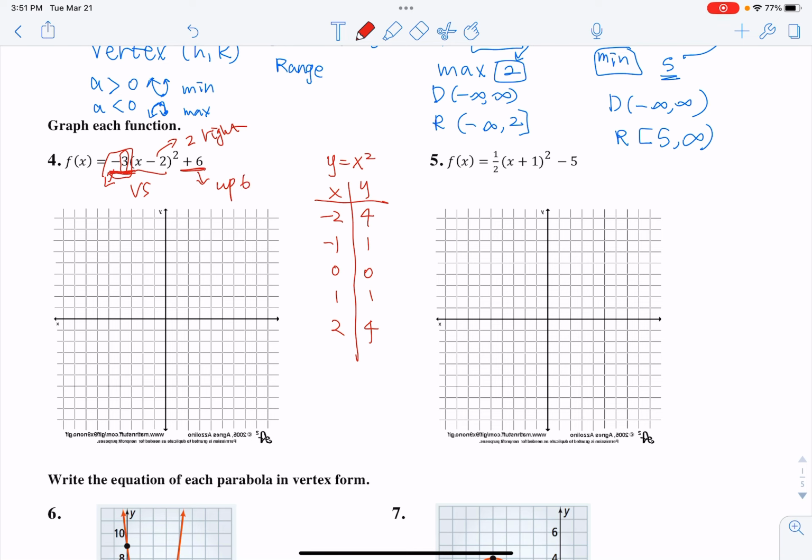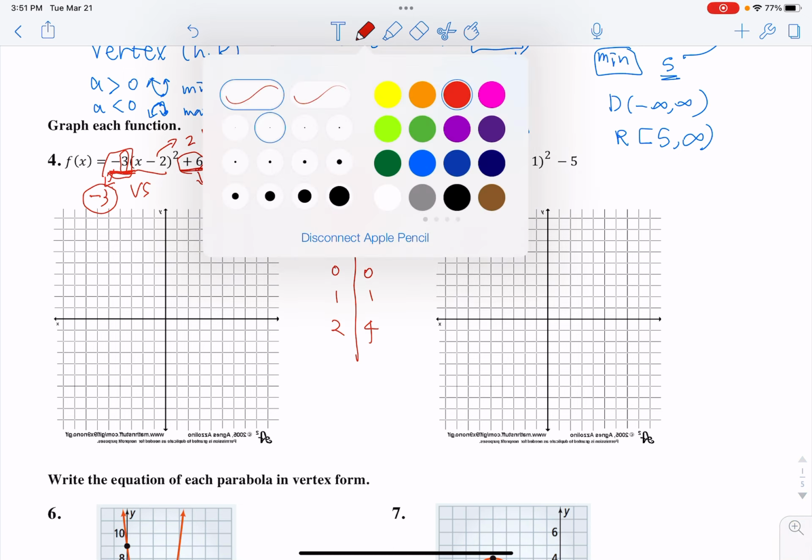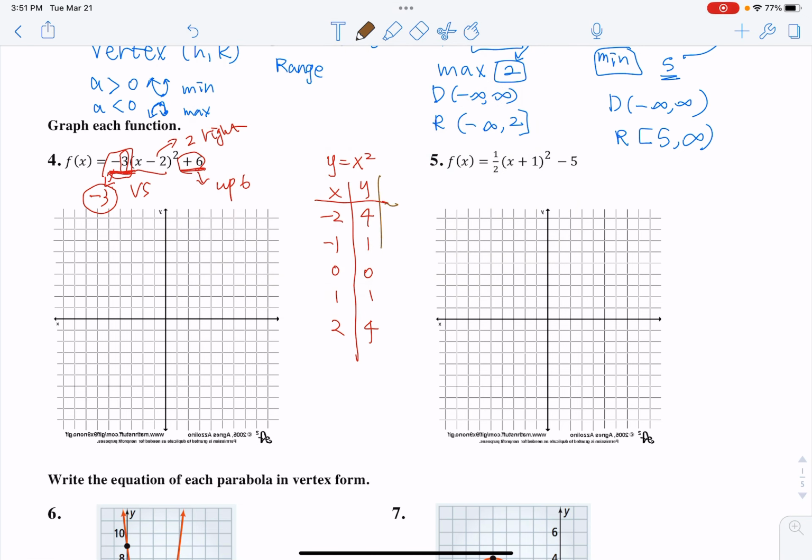So from here, the -3 value will be affecting the y value. And then plus 6, also moving up 6, means affecting the y value. So for the new y value, you have to multiply the y by -3, and then you have to add 6. That's the new y value.